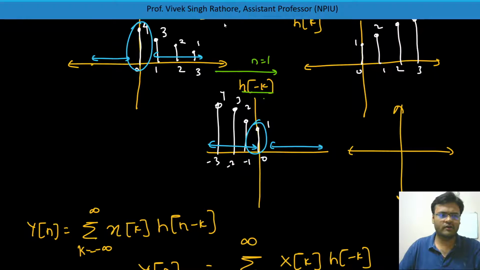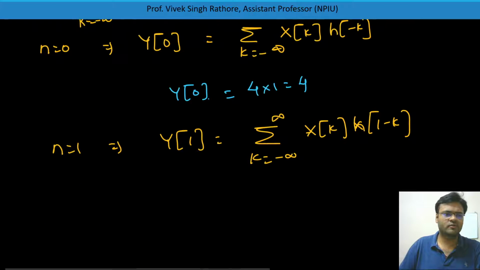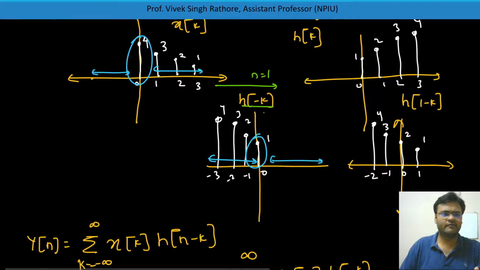So h[n], if we shift, you'll get 1 here, again 2 here, again 3 here, again 4 here. 1, 2, 3, 4, and here the values k = 1, 0, -1, -2. Now see, this is your h[1-k]. Now what you need to do, for every k from minus infinity to infinity, you need to multiply x[k] into h[1-k]. So x[k] is there with you, h[1-k] is there with you, we can multiply.